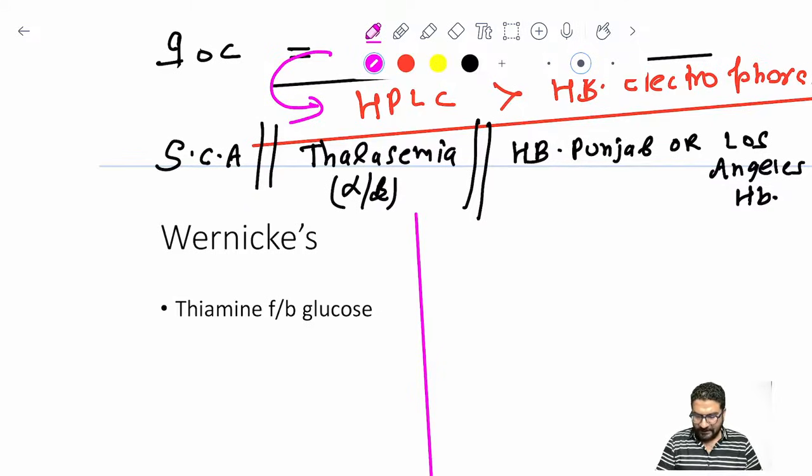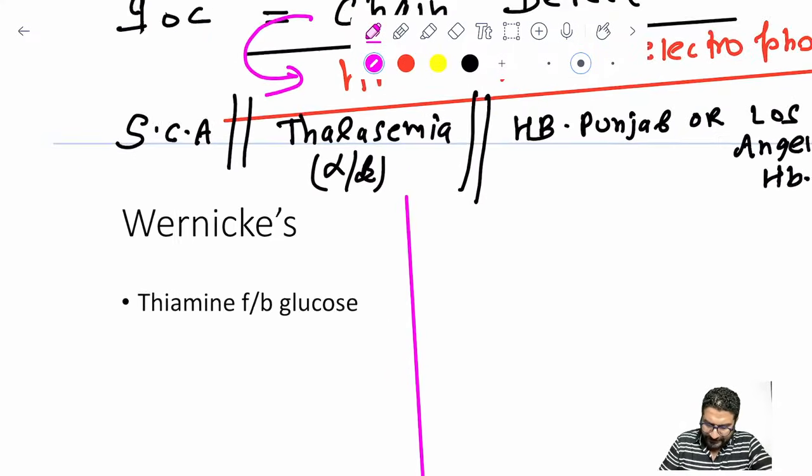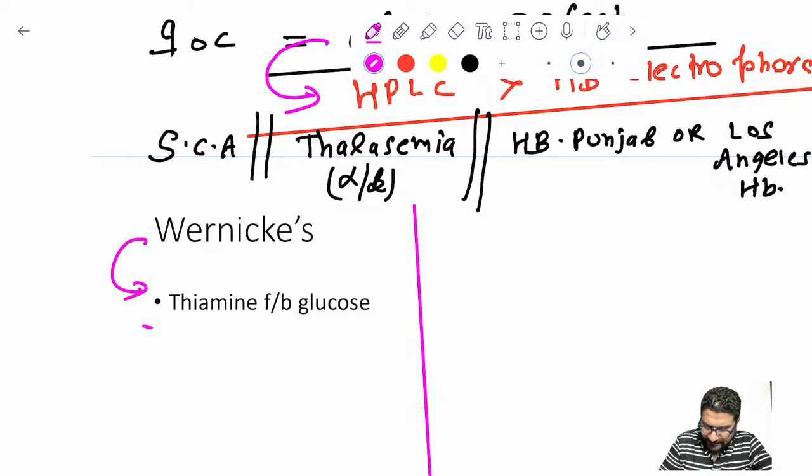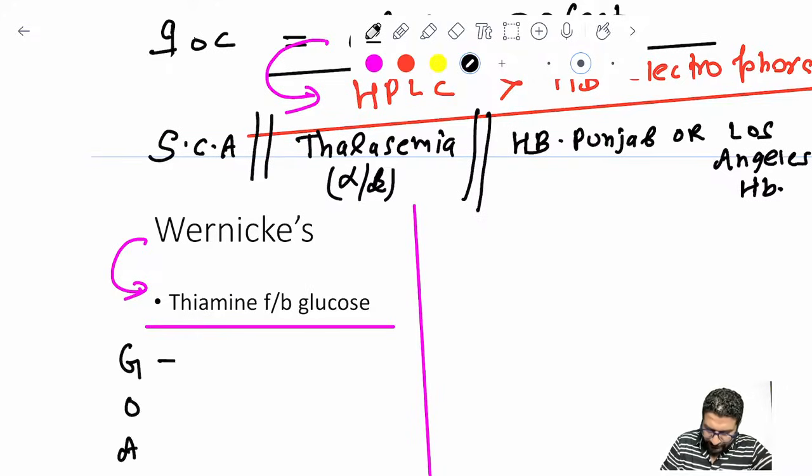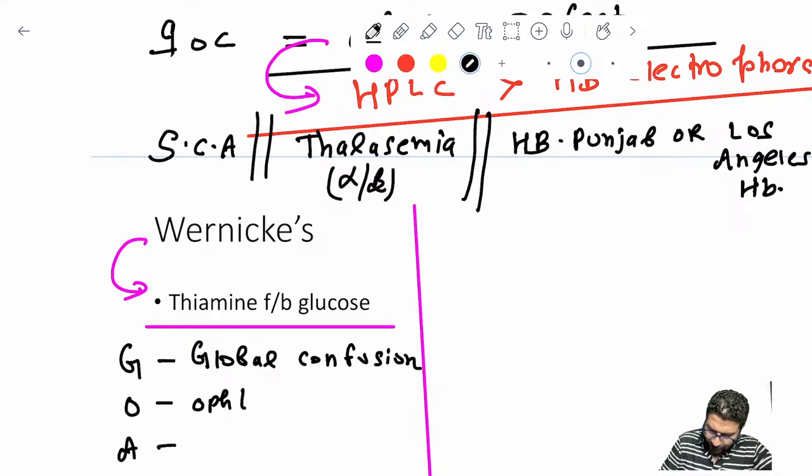Done. Okay, from alcohol they ask you a lot of question. So first remember we have Wernicke's encephalopathy. They ask you in treatment part. So in Wernicke's encephalopathy we give thiamine followed by glucose. Thiamine is available in injectable form and in tablet form. In Wernicke's, the patient will have symptoms like global confusion, ophthalmoplegia, ataxia.